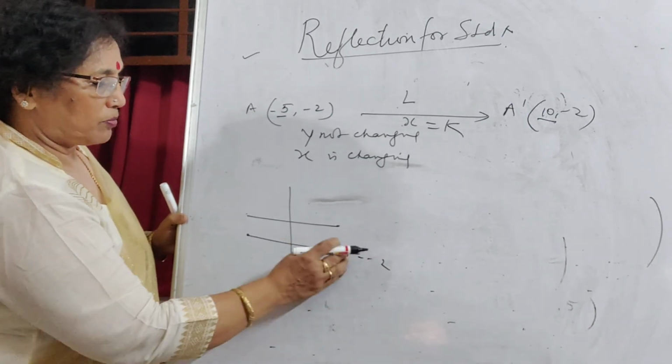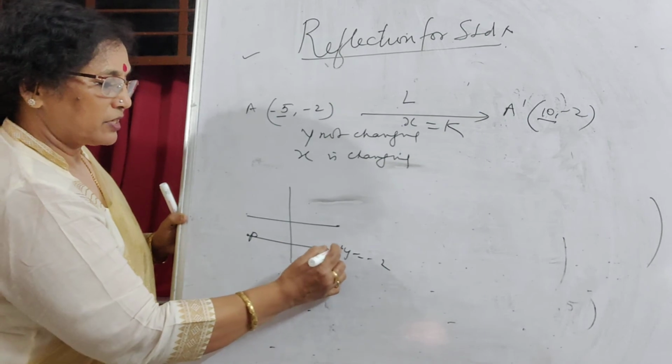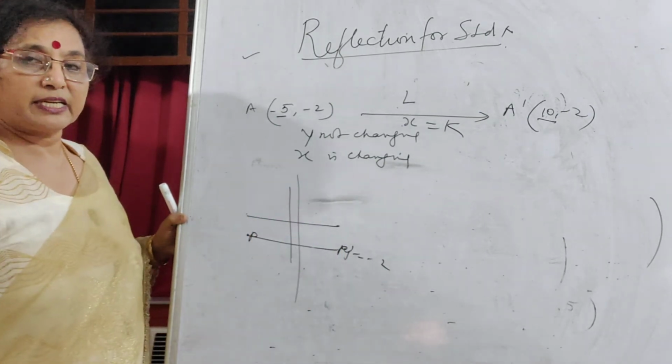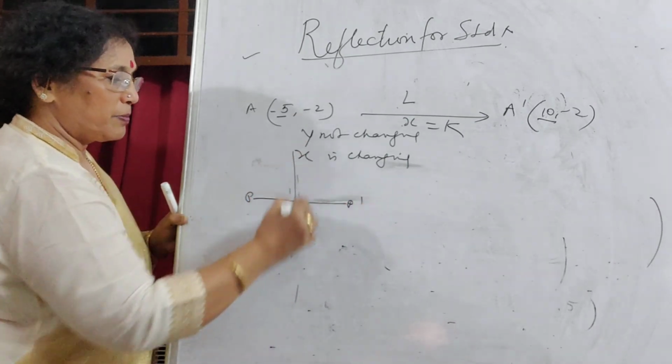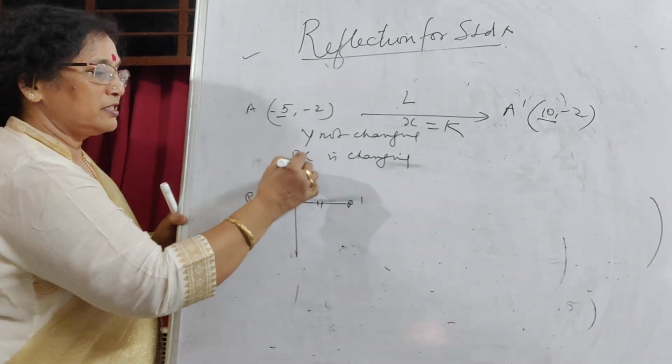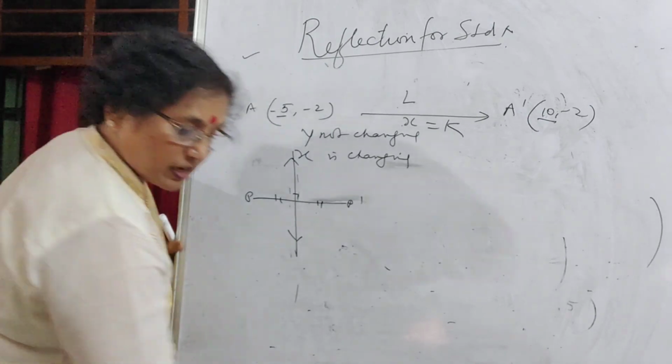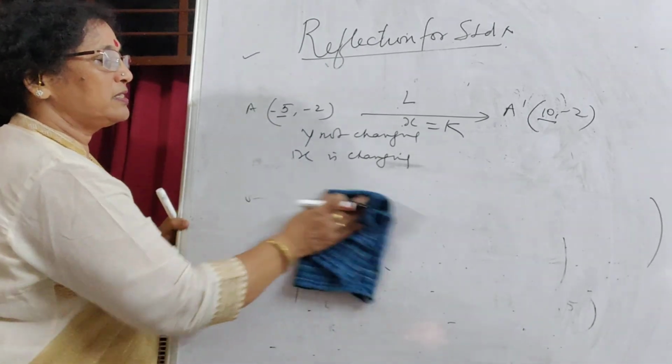This is the mirror. Sorry, this is P dash. So the mirror line will be the perpendicular bisector of this. So you have P and P dash, and you have to draw the perpendicular bisector, and this is the mirror line. That is the graph method; you have to do it that way. So let us see this.